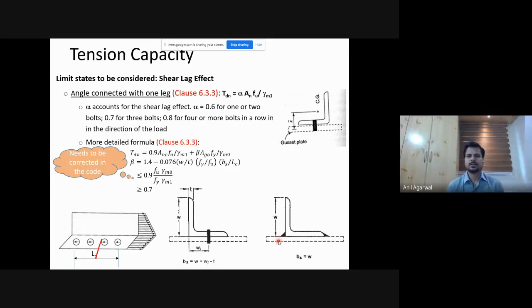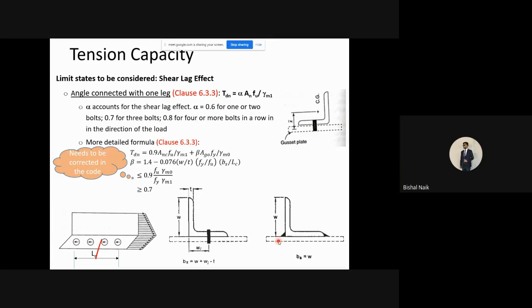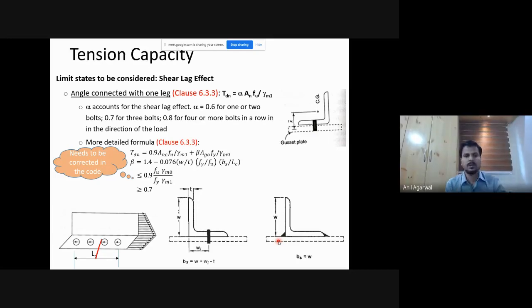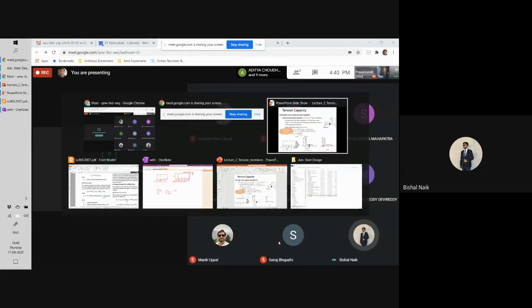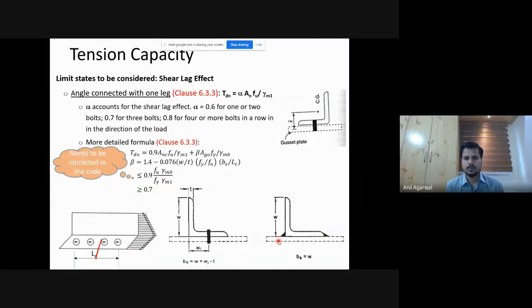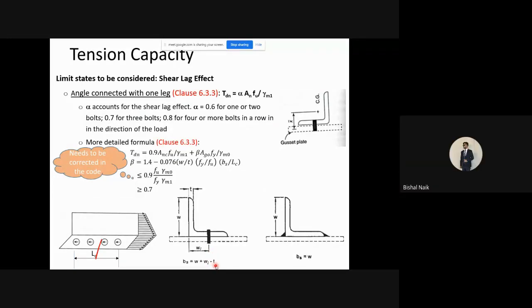Fine. Any questions? Yeah, I have one, sir. Excuse me, sir. Yes, sir. Is there any reason for thickness being a part of this shear lag effect? You mean W plus WL minus thickness, this T value? No, sir. I mean, why is W by T a factor for determining beta?